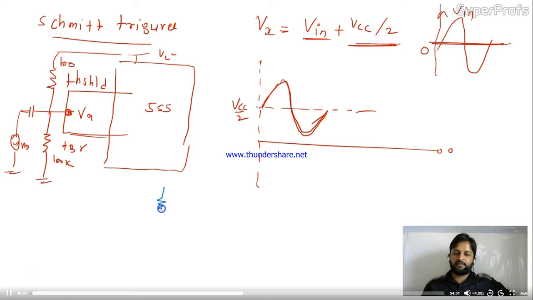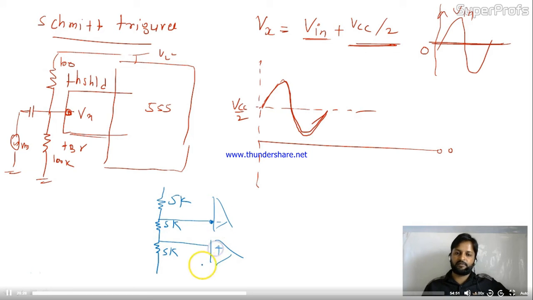Now, in the 555 timer, we had three series resistors of 5K, 5K, 5K. Is it okay? The threshold was connected at the positive terminal, and from here we were getting some input into the negative like this, and from here we were getting the positive feed. So this was trigger, sorry. The trigger was connected over here in the lower terminal. Trigger. So what is going on over here?